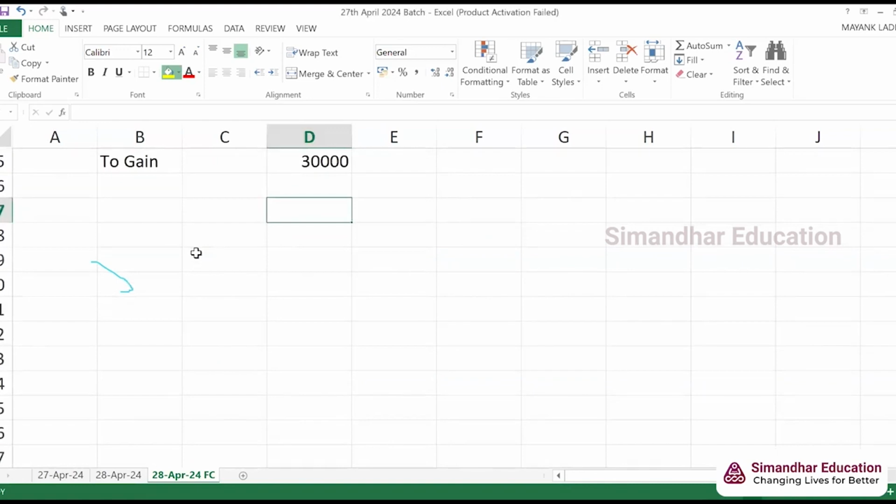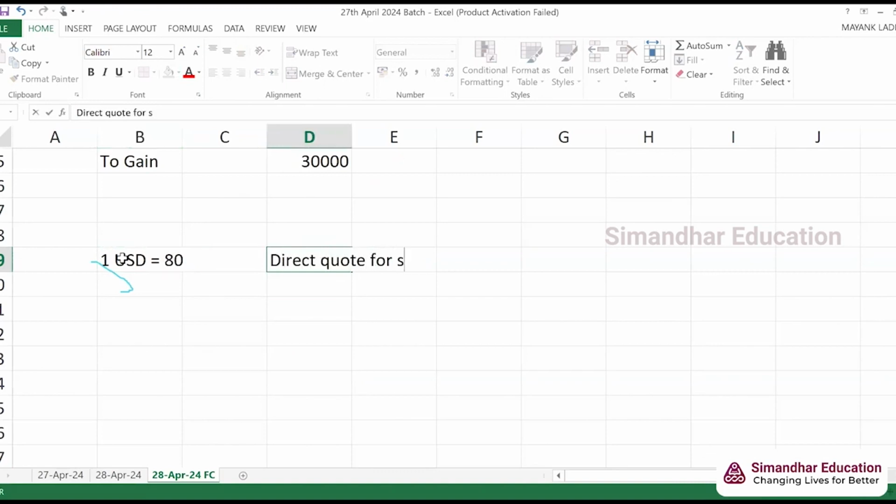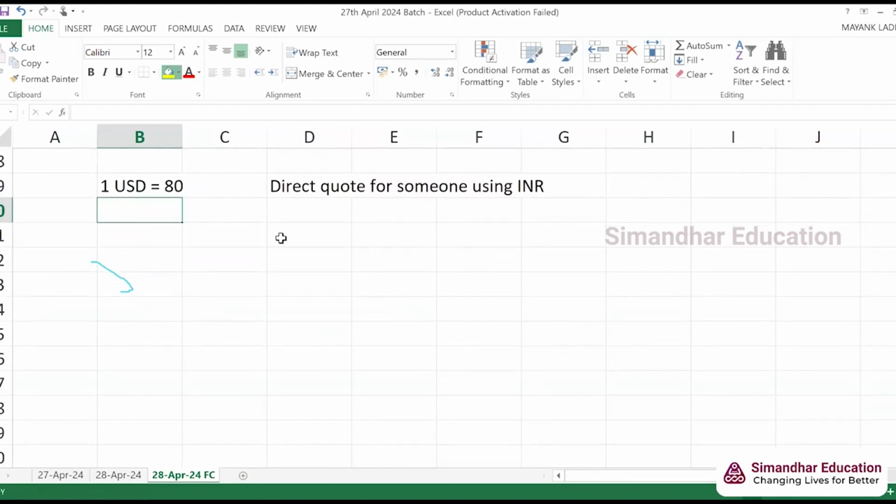Direct and indirect method, if you are getting too confused, Tanesh, what you can do is always remember 1 USD is equal to 80. This is direct quote for someone using INR. Okay, just try to remember this. After you do some transactions or some questions, you'll be able to understand.